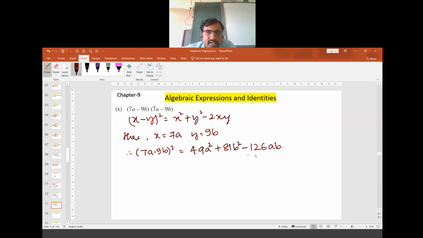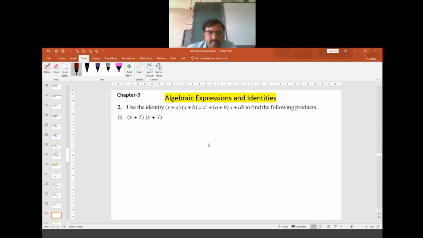When you are writing the direct answer, there will be confusion. We forget this 2. The 2 should be multiplied to 7a and also 9b. 7 nines are 63. Multiplied by 2 is 126. So to avoid confusion, better not to write directly.